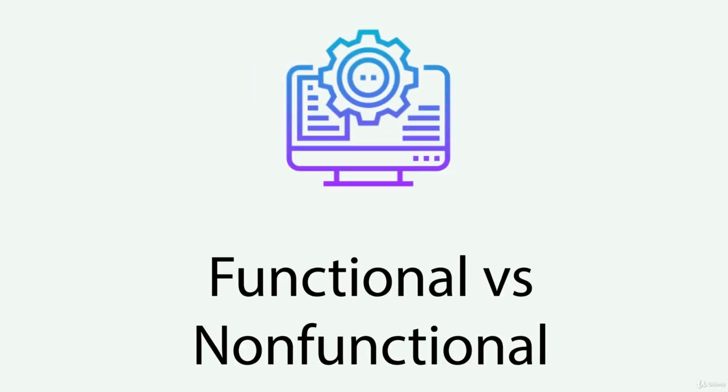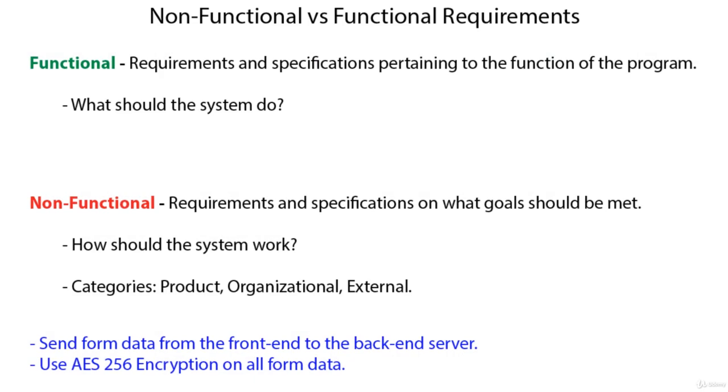The other two categories that we really need to discuss when talking about requirements are non-functional versus functional requirements. So what is the difference between these two? Well, the functional requirements are requirements and specifications pertaining to the function of the program. That's the key word here. It's the function of the program here. So what we're talking about is what should the system do? In the end, what should the system be able to accomplish?